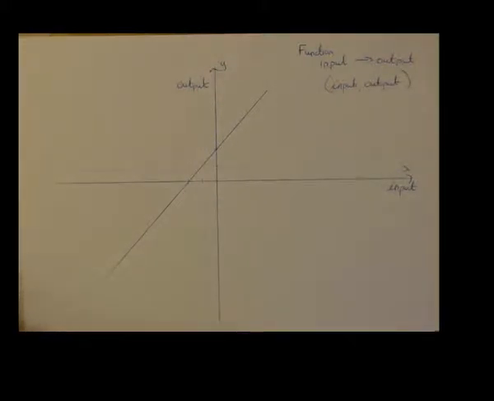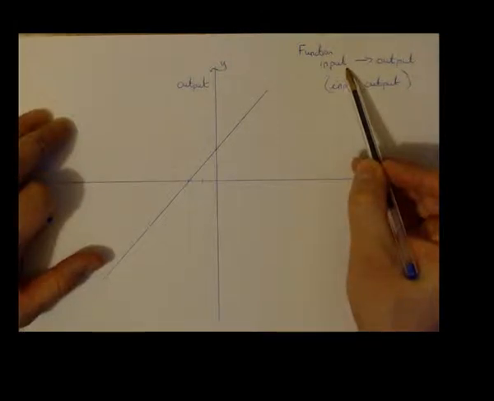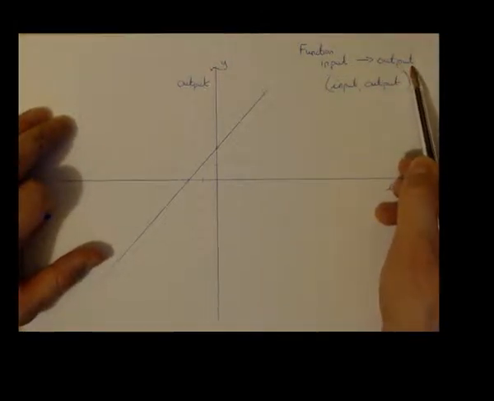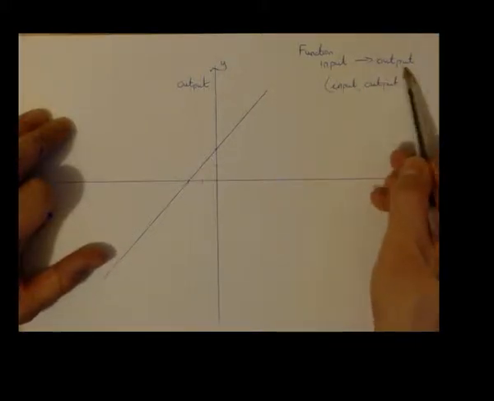So a little bit of a reminder about a function. A function is a machine or a mapping that takes some input value, does something to it to create an output. So it describes a relationship between inputs and outputs.